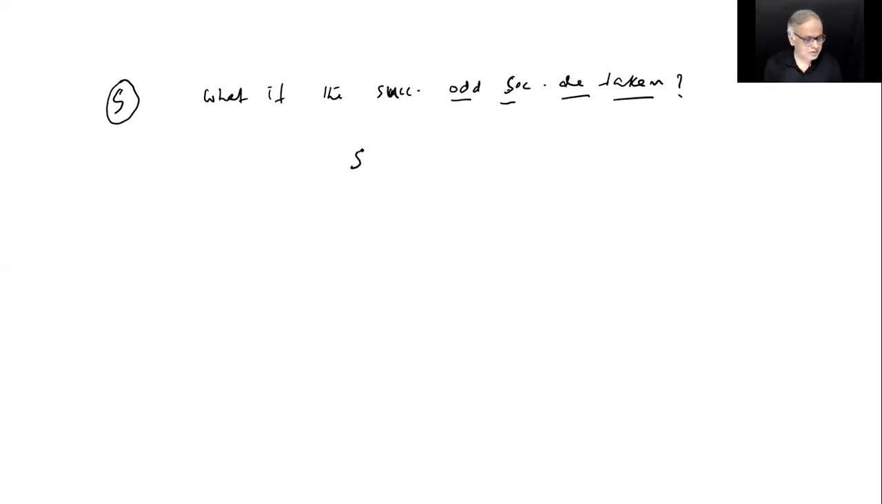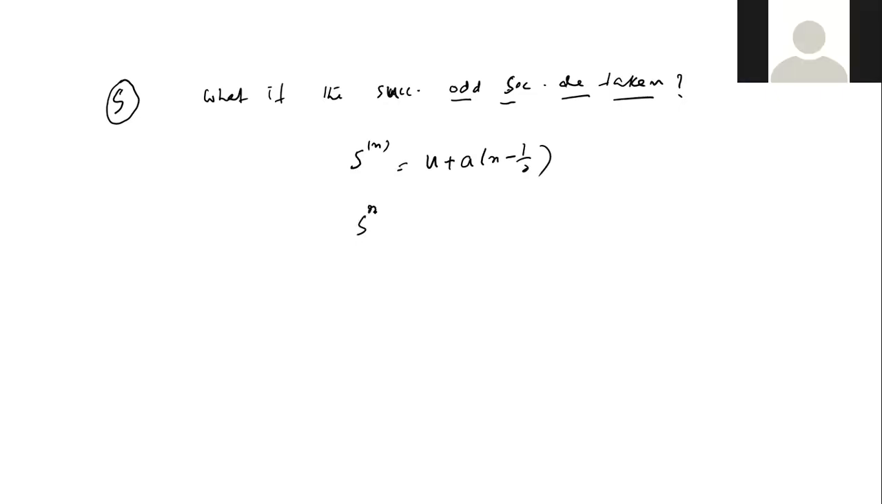Ask the question. Ganesha. Okay. S in n, n is odd here in this case. This n can be third, for example. I'll write it as u plus a into n minus half as it is. So if n is odd, what is the next odd? N plus 2.